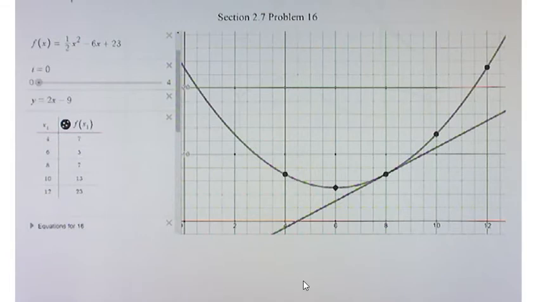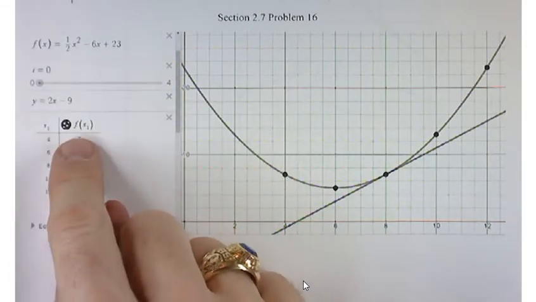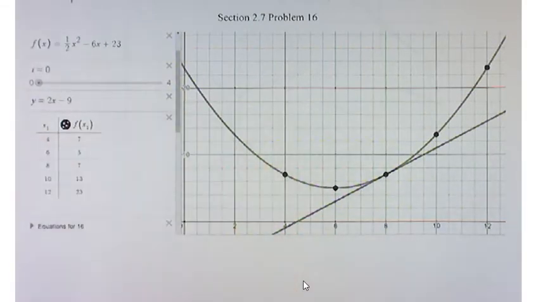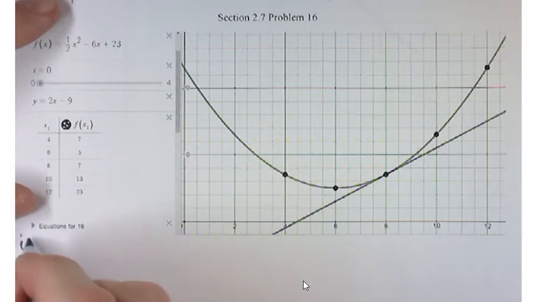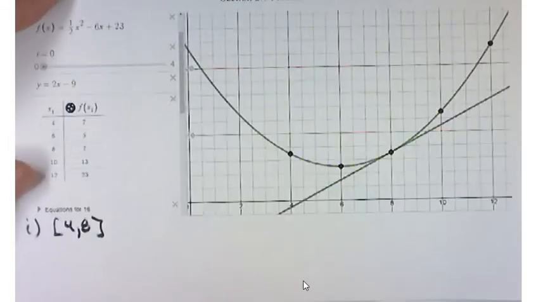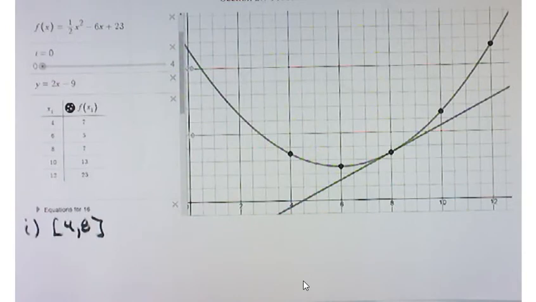We've got a function, and they want us to find the average rate of change of this function over several intervals. So let me get to the page here in the notes. First thing they want us to do is find the average rate of change of the function between 4 and 8. So first part, we're looking for the average rate of change between 4 and 8. I'm thinking we can do this one visually. Let's see if we can't do that.